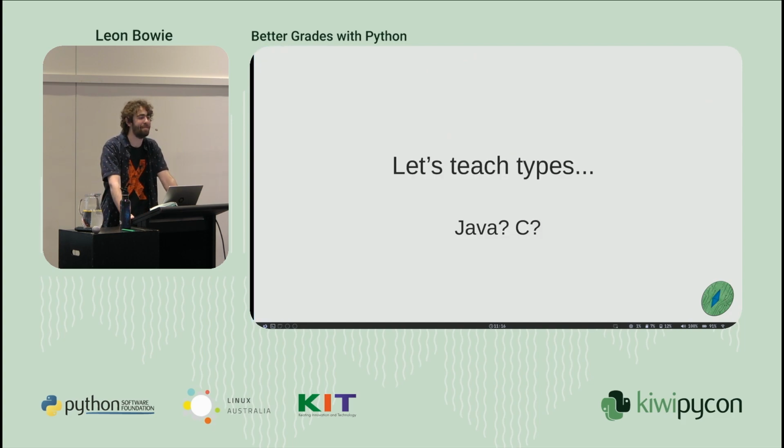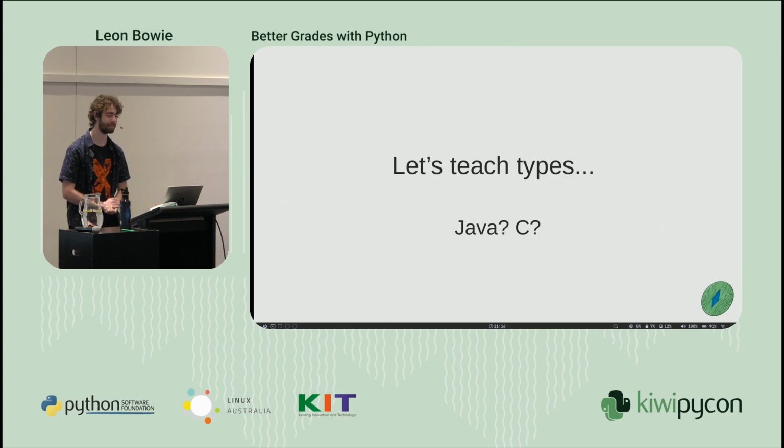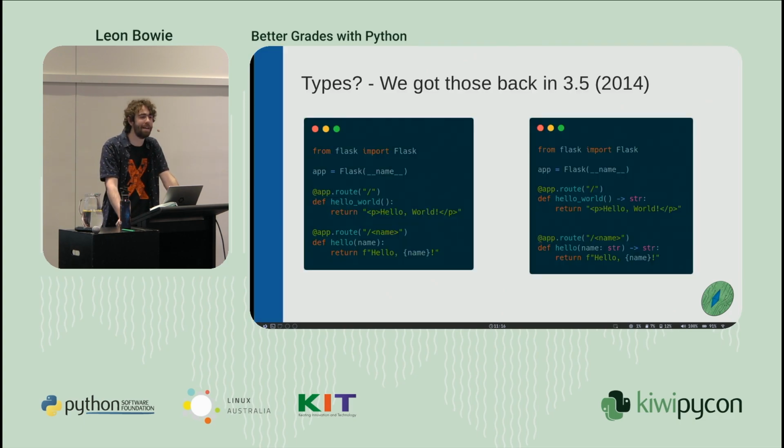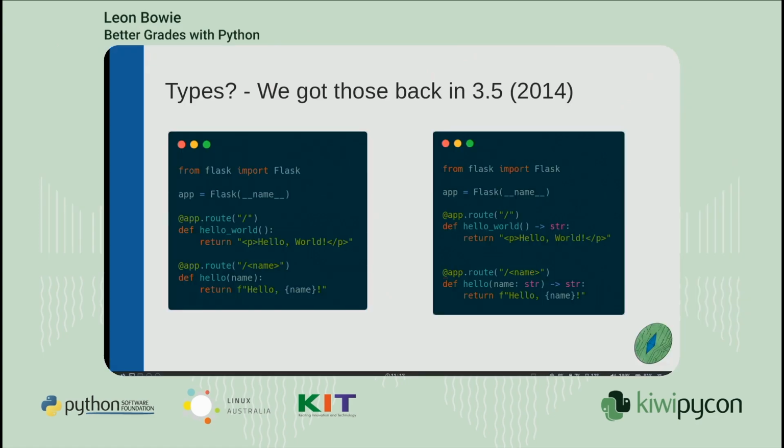So let's talk about types. This follows on really nicely from the talk we just had in here. We've had the explanation of what Python types are. In school, do you know how we teach types? We teach C, or we teach Java. It's beautiful. But guess what? Python has these. Python has types. We've had them since 2014, all the way back in 3.5. They didn't look as nice as they do now, but we've had them for a while.